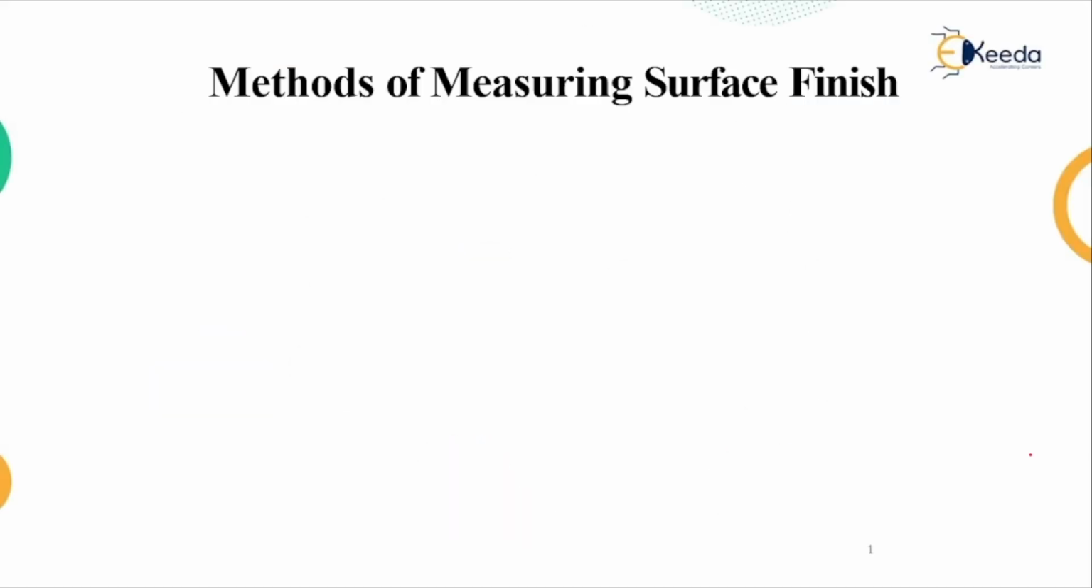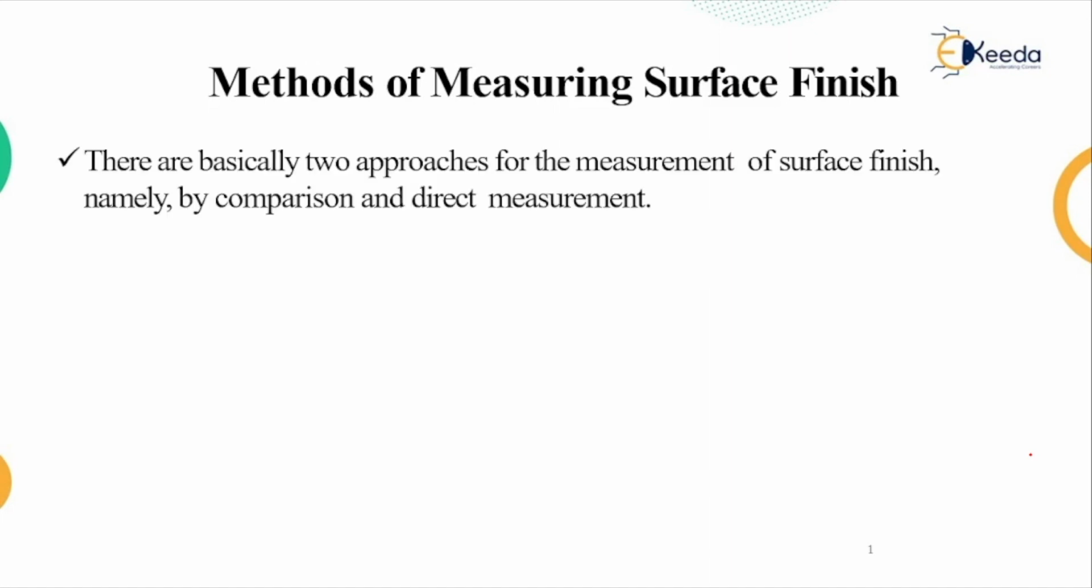The methods of measuring the surface finish. There are basically two approaches for the measurement of surface finish. The first approach is by comparison and the second approach is by direct measurement. The comparison approach is, we can say, an old concept. Nowadays no one uses the comparison concept. Nowadays we use direct measurement, in which we get a numerical value of the surface roughness.